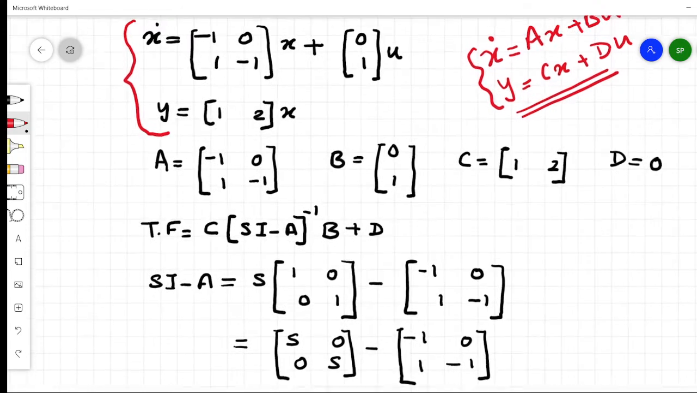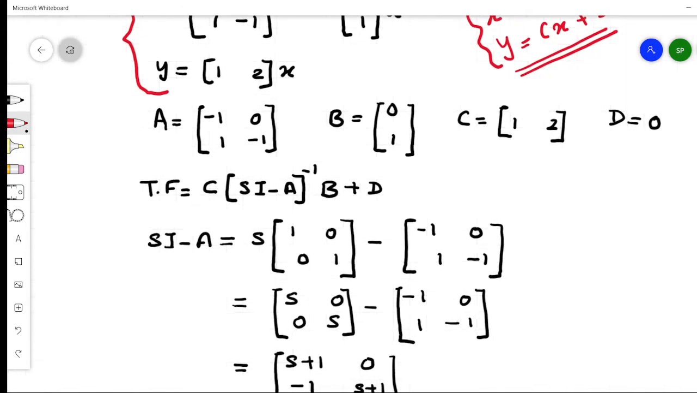So we have the formula for finding the transfer function. Any transfer function that you want to find from a state variable model is given by C into (sI minus A) inverse into B plus D. All the constants here, A, B, C, D, are given from the question, so you can just substitute in this formula for finding the transfer function.